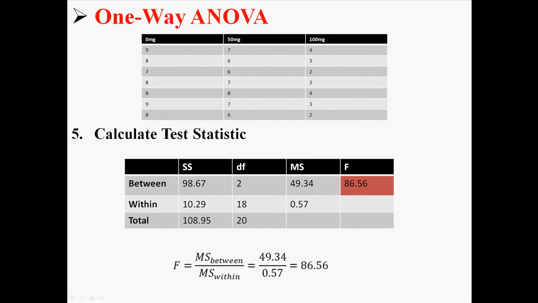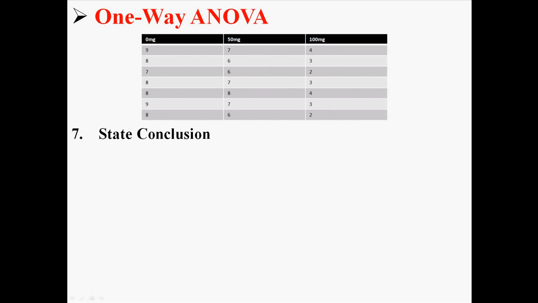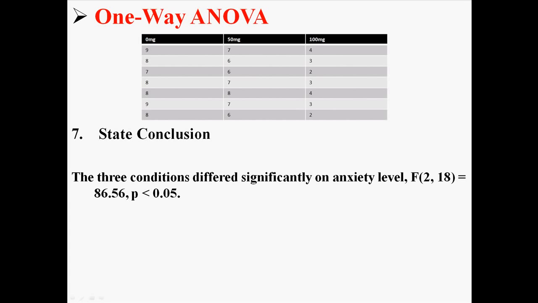Now everything we've done so far was just to get that F. And now we're going to go back to our decision rule, which was if F is greater than 3.5546, reject the null hypothesis. We found an F of 86.56, so that means we are going to reject the null hypothesis. Our conclusion in this case would be the three conditions differed significantly on anxiety level. And then the official way of writing that would be F(2, 18) = 86.56, p < 0.05.